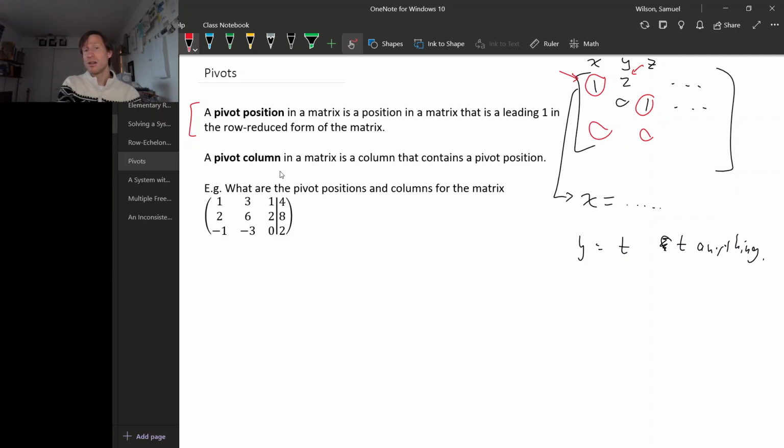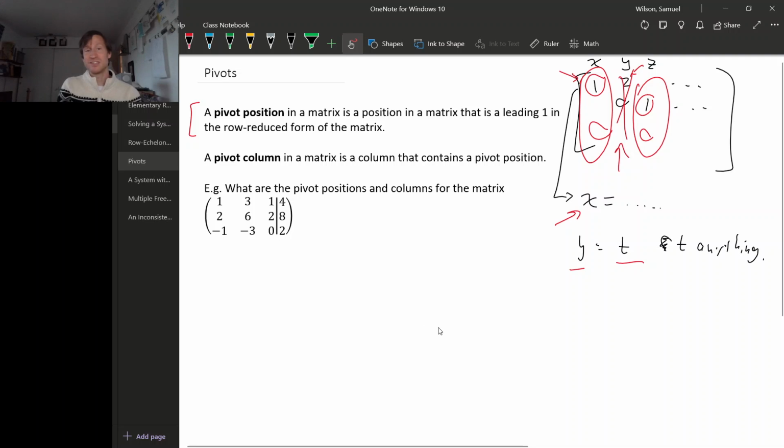And then a pivot column, in one of these row echelon form matrices, is just a column that contains a pivot position. So this first column is a pivot column, this third column is a pivot column, but the second column isn't. Columns that are pivot columns give us variables that are determined or locked down by the corresponding system of equations, and columns that are not pivot columns correspond to variables that are free parameters.